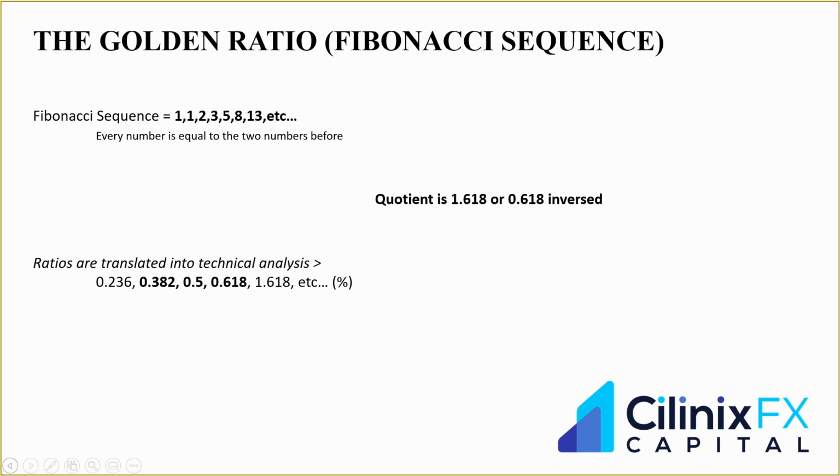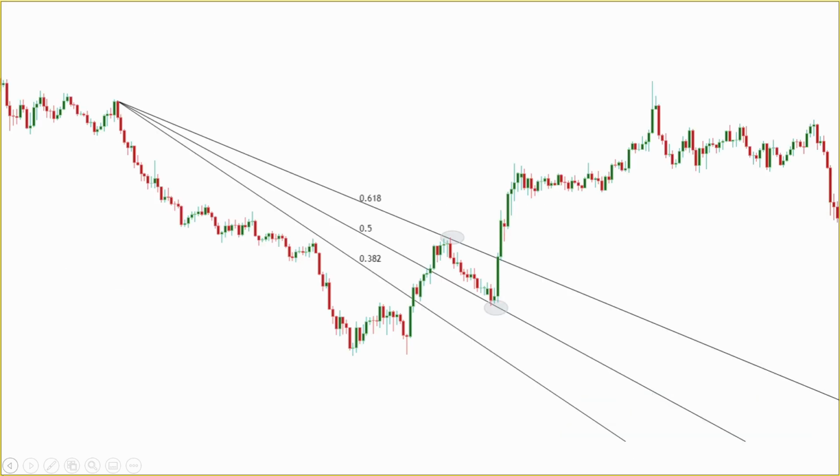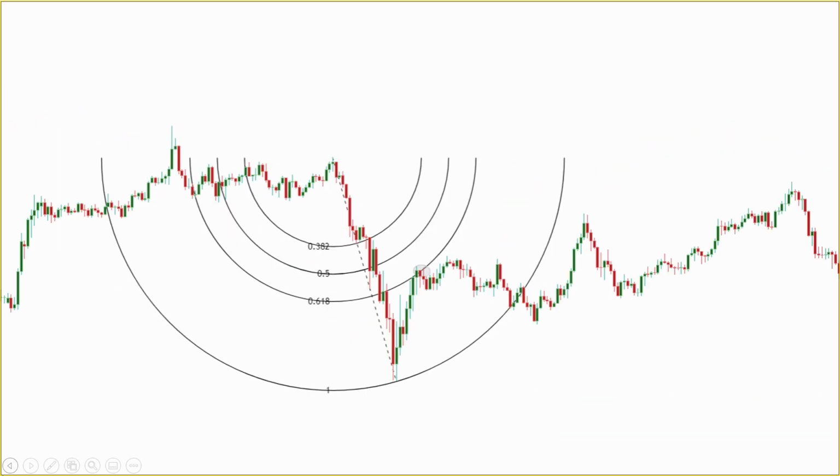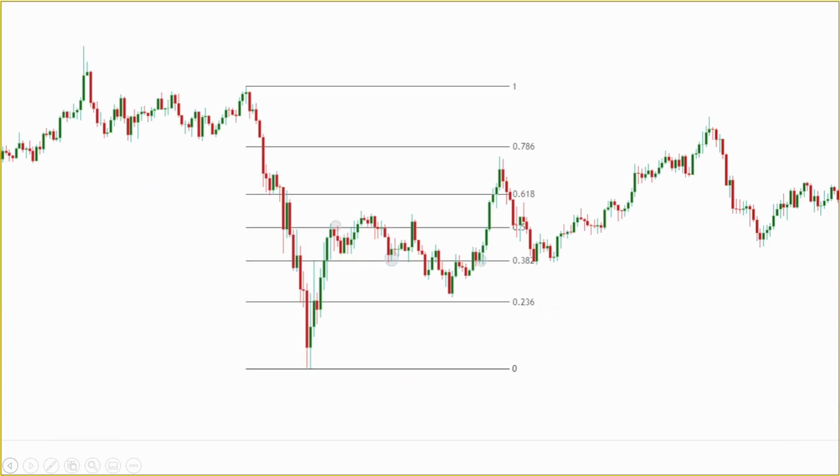And there are multiple ways in which these ratios have been implemented in technical analysis and technical indicators. So I will show you some examples to give you a more clear idea of what the ratio is and what it does and what are the multiple ways in which it can be used. So the first example is a Fibonacci fan, and you also have Fibonacci arcs. And then lastly, we have Fibonacci retracement. And this last one will also be the main point of this video.